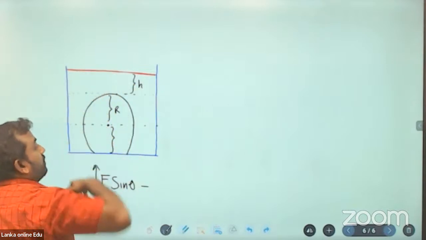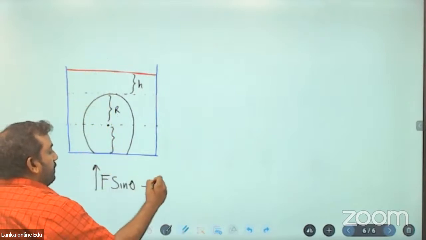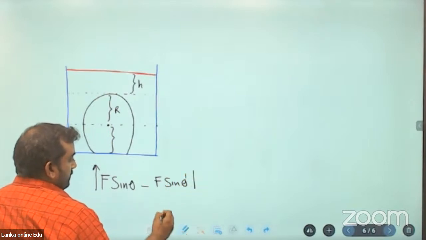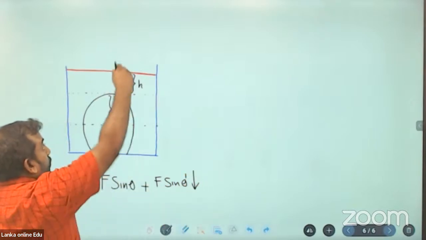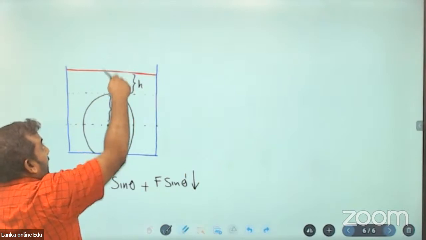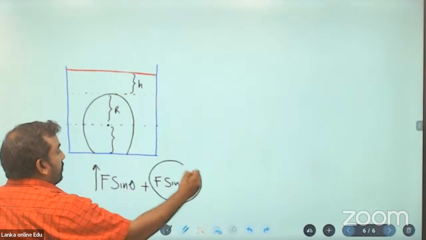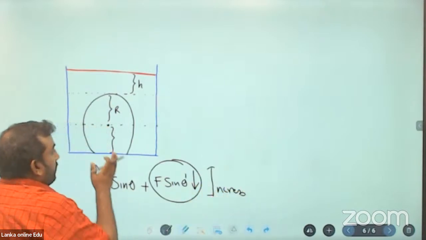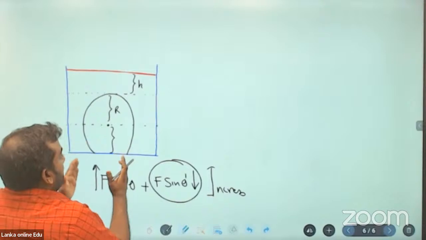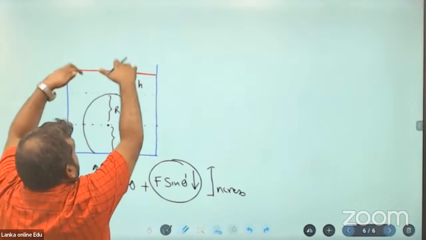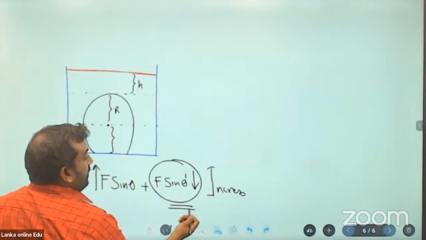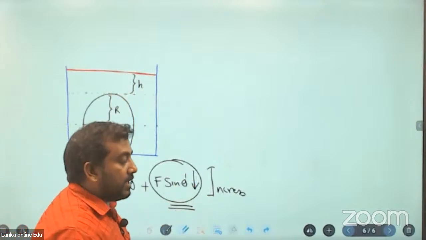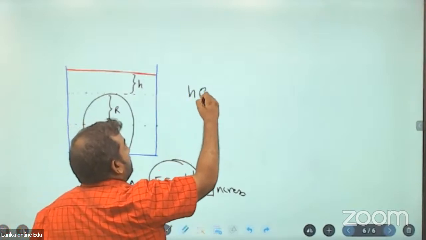Here it's going to act downward, but there are more places now. F sine theta downward. More places having greater pressure means this will start to increase. Only a few places, few places it's increasing. More places, more pressure is increasing. Downward will start to increase, meaning it's going to increase linearly, like the H rho G effect.